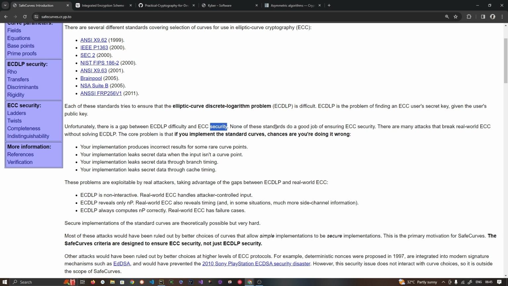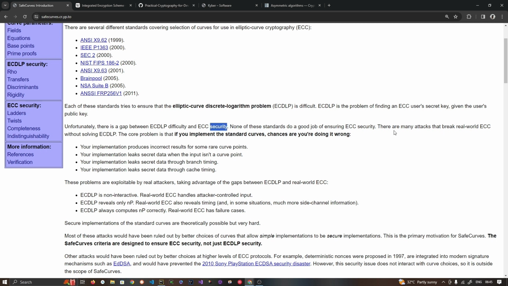So none of these standards do a good job of ensuring ECC security. So we have two objectives here. The ECDLP difficulty should be sufficiently large. That is, we talked about entropy, right? But at the same time, it should provide ECC security. It should be good enough.